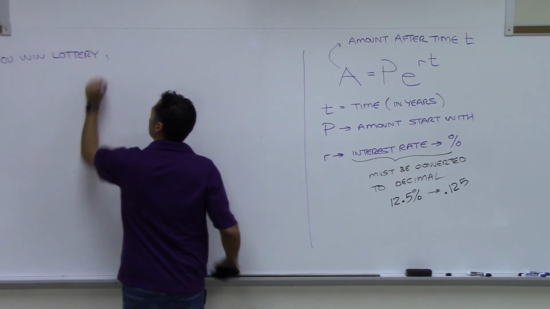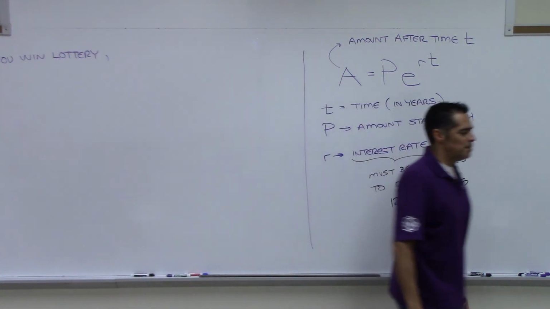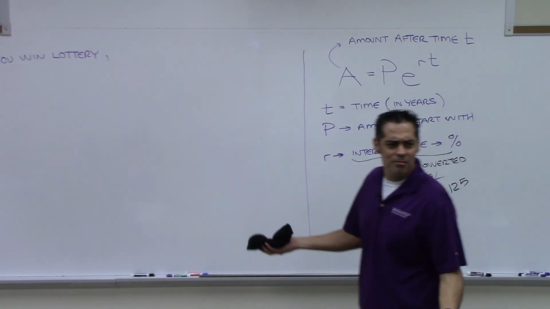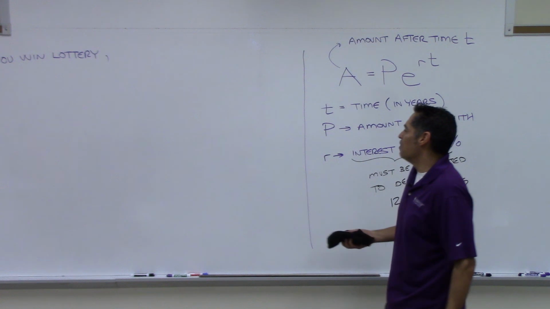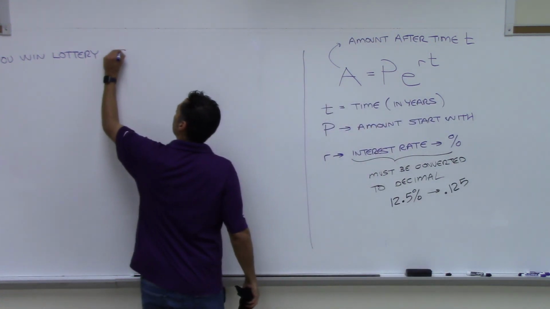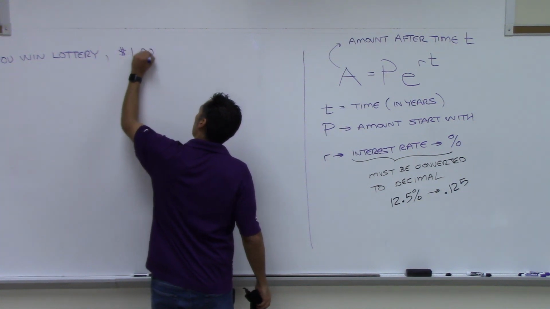Okay? How much do you want to win? Let's be realistic. Let's not say like $5 gazillion. What would be a lottery that you would be happy to win? Let's just go $1 million. Now, if you won $1 million, would you be like, I'm set for life?